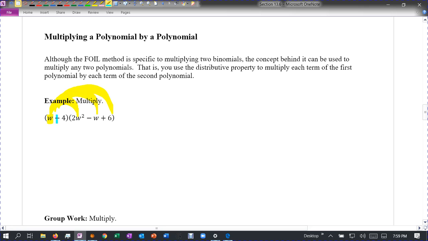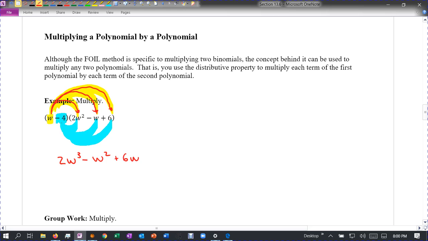Then you'll move on to the next term and distribute it through to those 3 again. So let's start with the first one. This w goes through here, becomes 2w cubed. Then w goes through here, multiplies, you get negative w squared. And then w times positive 6 gives you plus 6w.